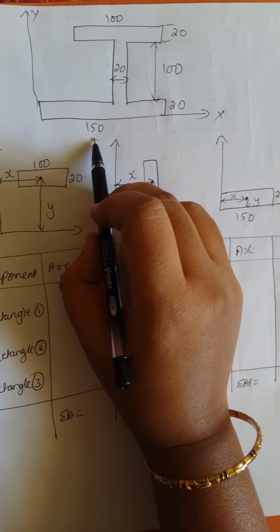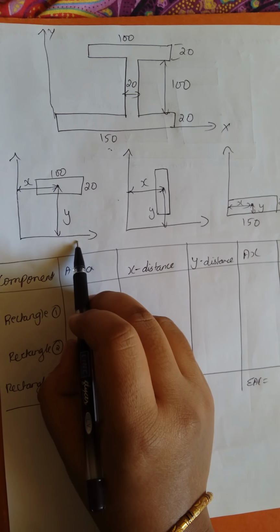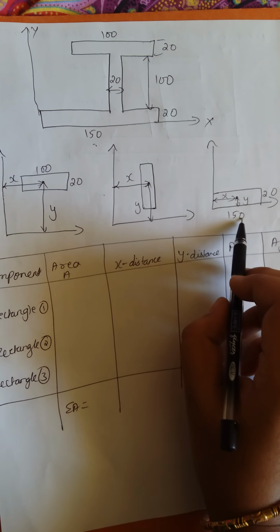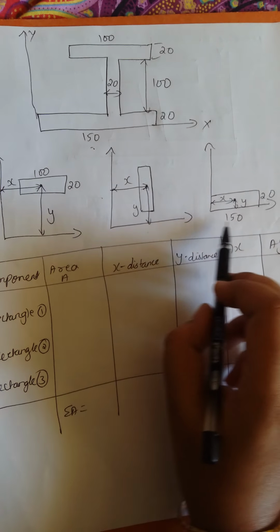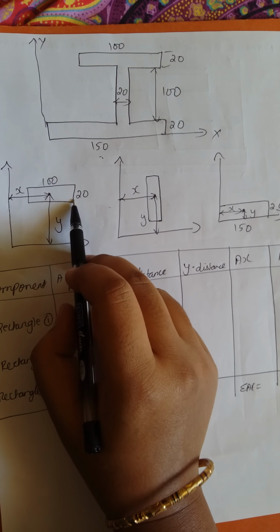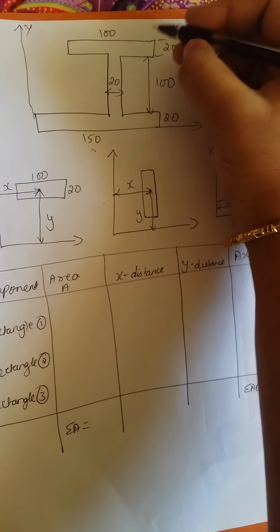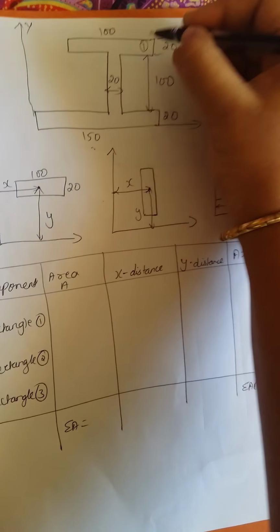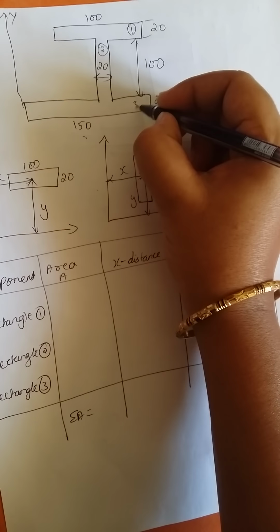So I have taken the I section here, and in this I have taken three quadrants, three figures, which I have separated from this I section. See, separately I have taken the components here. Let us divide this as component 1, component 2 and component 3.